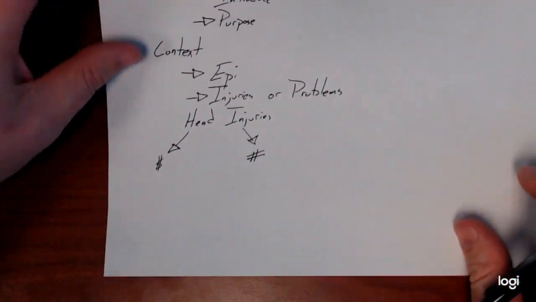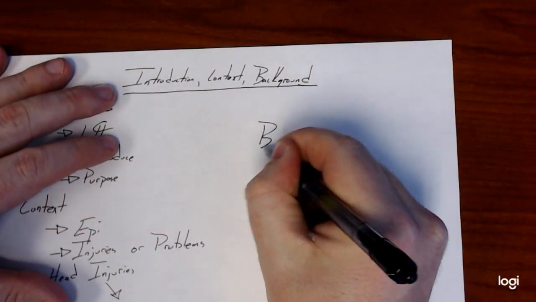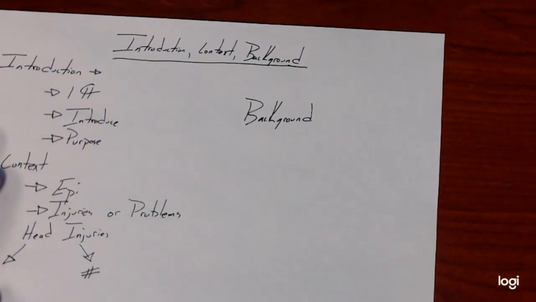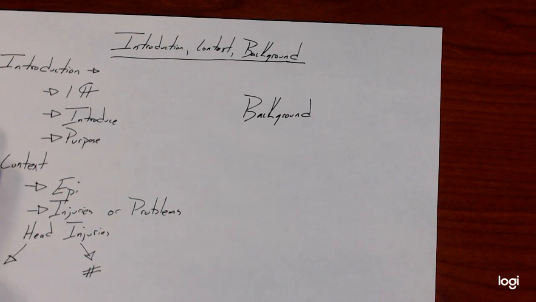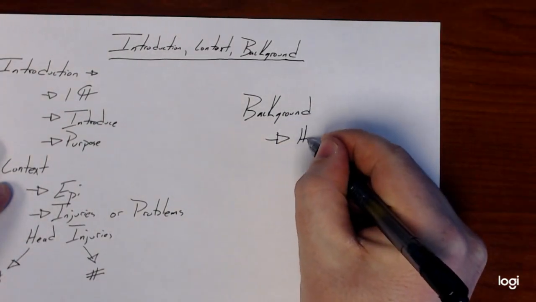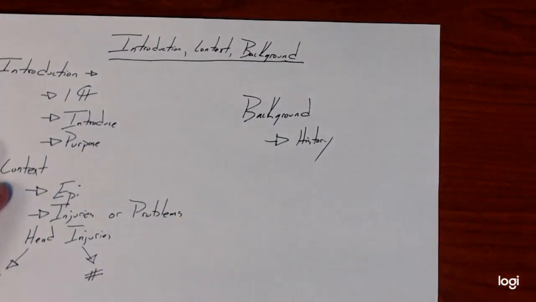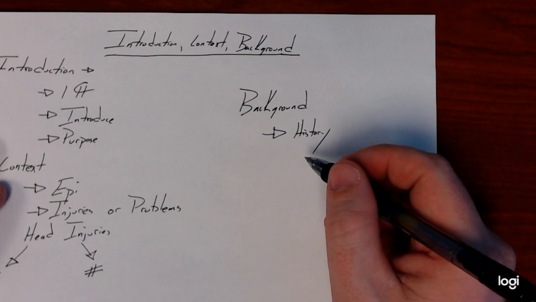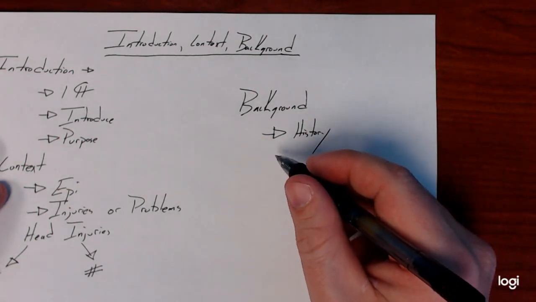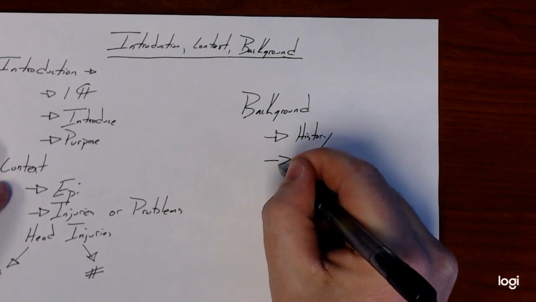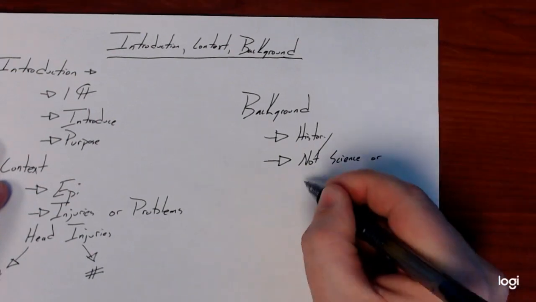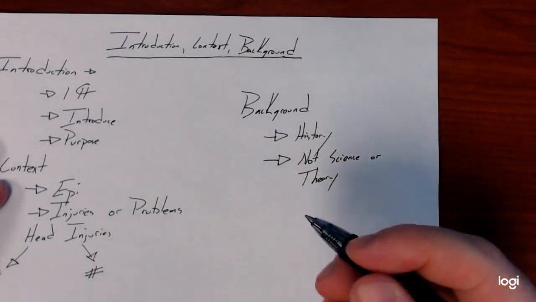After that then goes to background. Now this is going to be very different for each one. In background now, we need to talk about any history that's important. The history of traumatic brain injury obviously has all sorts of different components that have gone through there. This is not science or theory. These are just major things that have occurred.